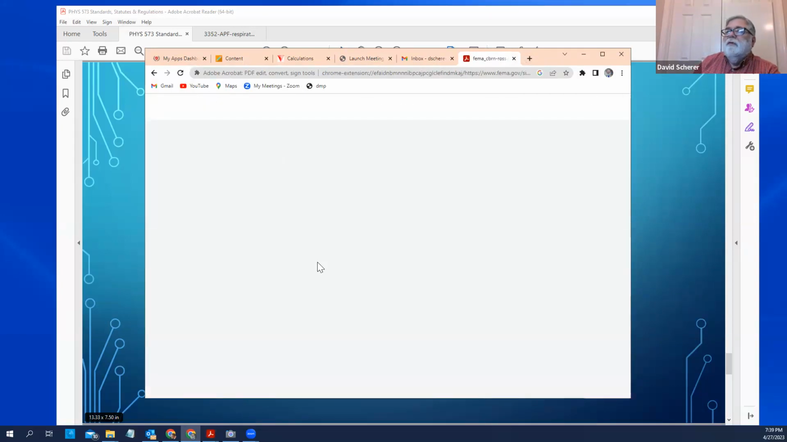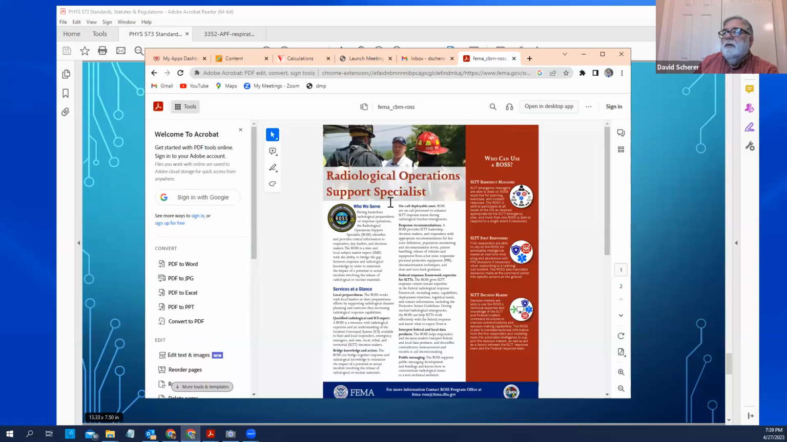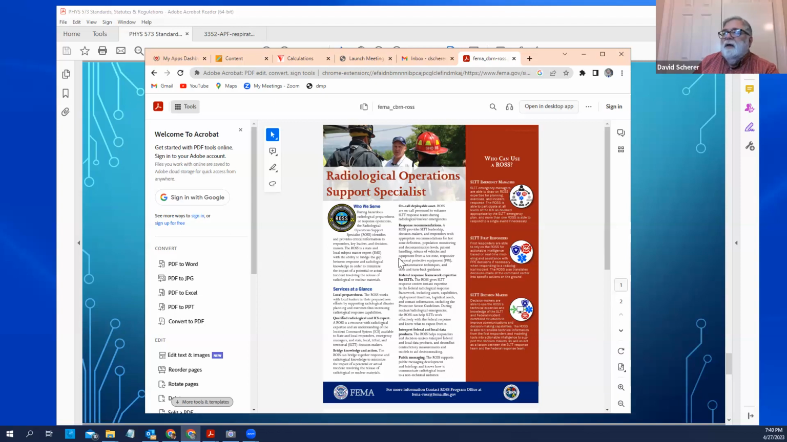Radiological Operations Support Specialist. This training is offered at some HPS sites and some other meetings. It's training on how health physicists can integrate with the emergency response incident command structure and provide guidance for the workers, the firefighters, the policemen who are responding to emergencies to help keep those people safe.